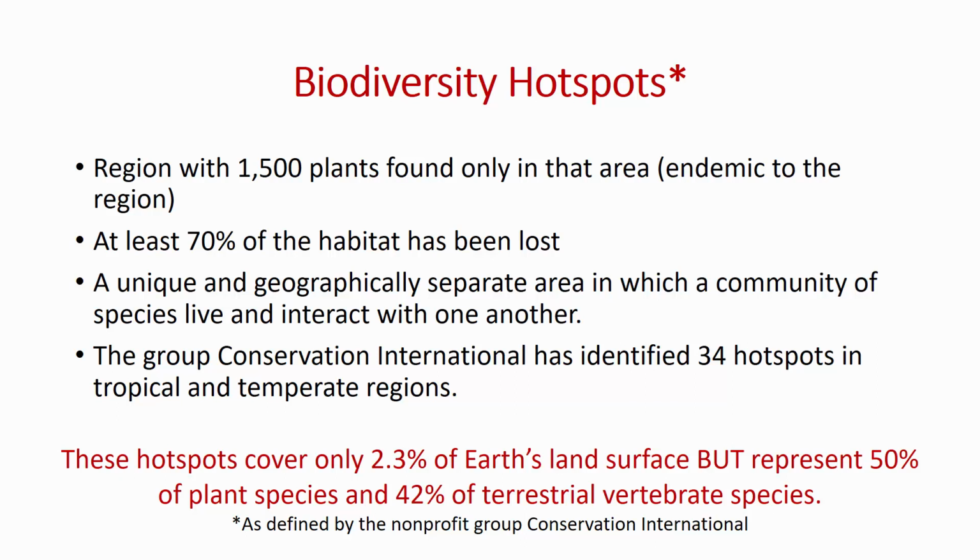These hotspots only cover a small part of Earth's surface at 2.3%, but they represent 50% of all plant species and 42% of all terrestrial vertebrate species. And so you're really concentrating a large amount of different species in a small surface area.